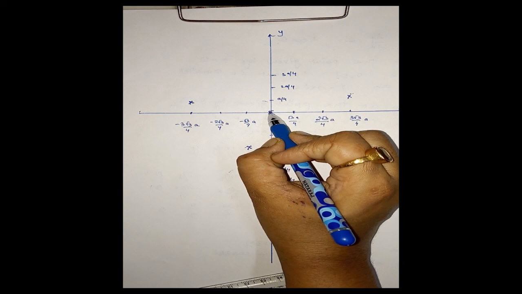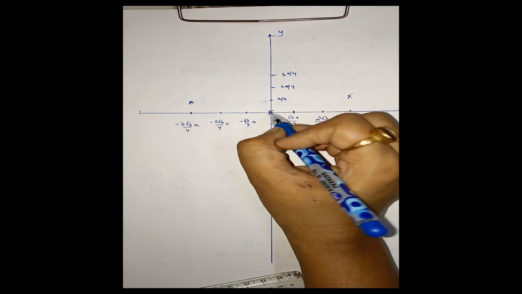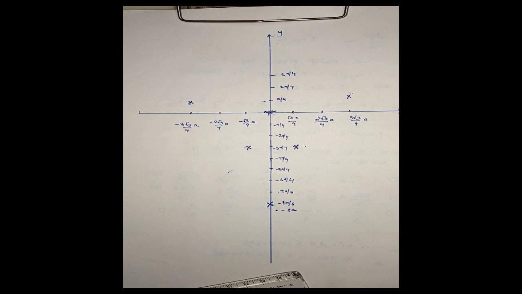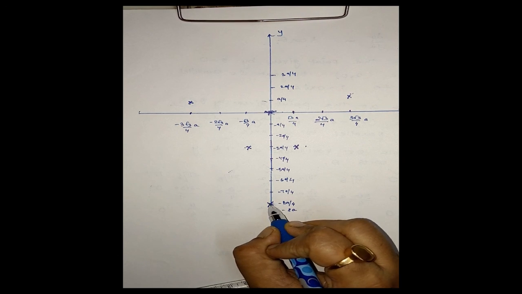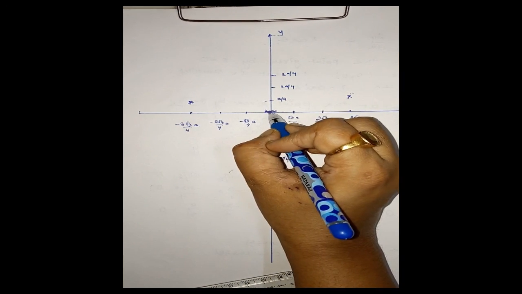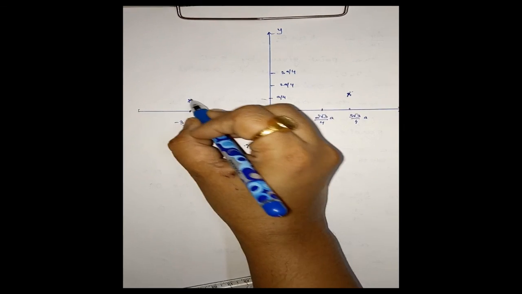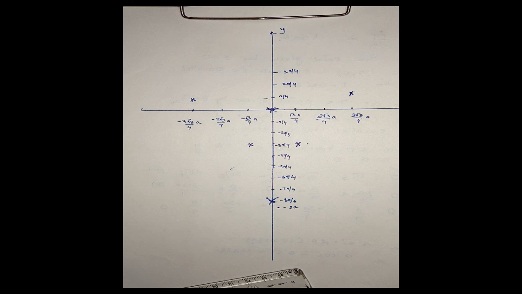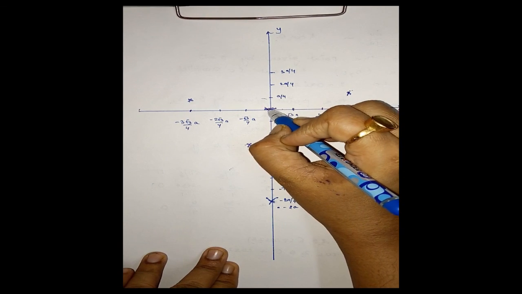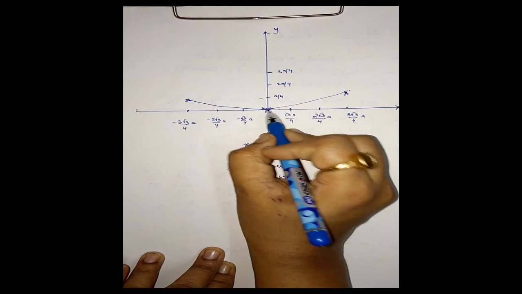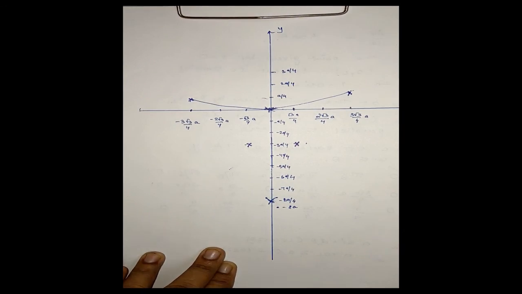At the point (0, 0) the tangent is parallel to the x-axis. That means this is the tangent, therefore the shape is like this. And at the point (0, minus 2a) the tangent is parallel to the y-axis, so the shape is like this. Points are here, and the shape is like this. That means now we can plot our graph like this.